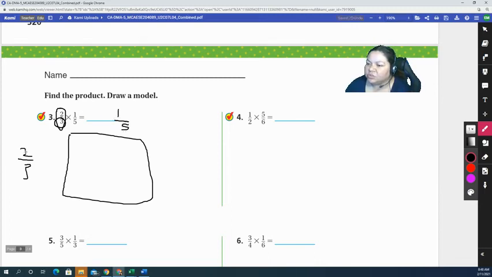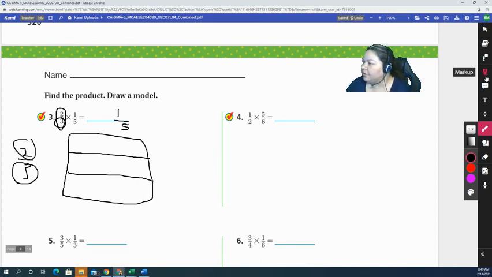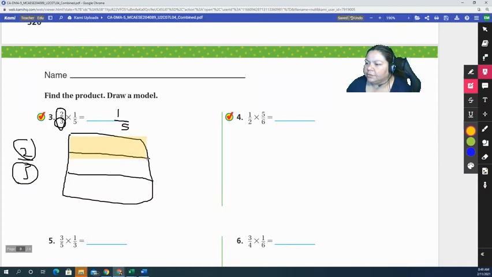Okay. So 2/3. That means that I'm going to make 3 rows. Okay. So here we go with 3 rows. 1, 2. So that's 1, 2, 3 rows. See? And out of those 3 rows, I'm going to shade 2. So I'm going to go ahead and shade 2. 1, 2.